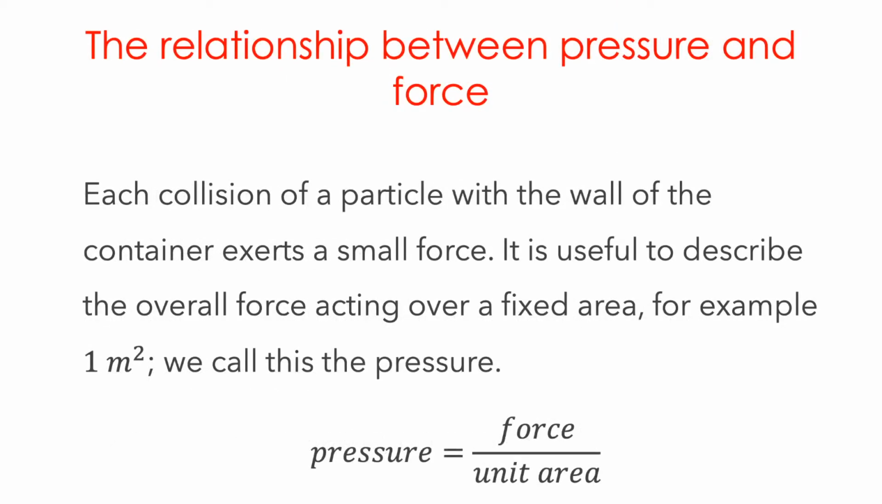This starts to give us a relationship between pressure and force. So we can see that if we are having lots of collisions hitting the wall, then over time the overall force acting over a fixed area will give us a pressure. And normally the units we use for this might be newtons per meter squared.